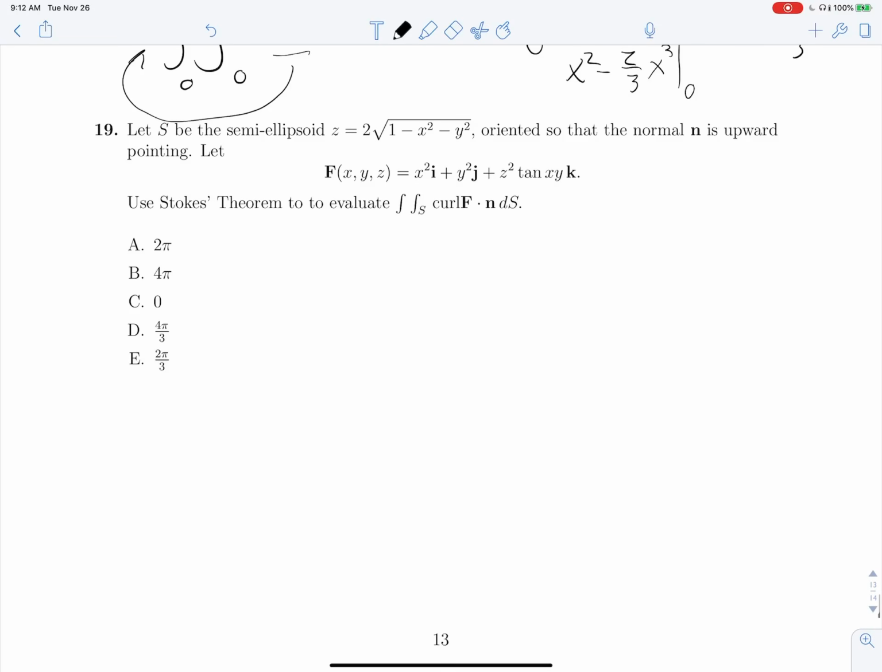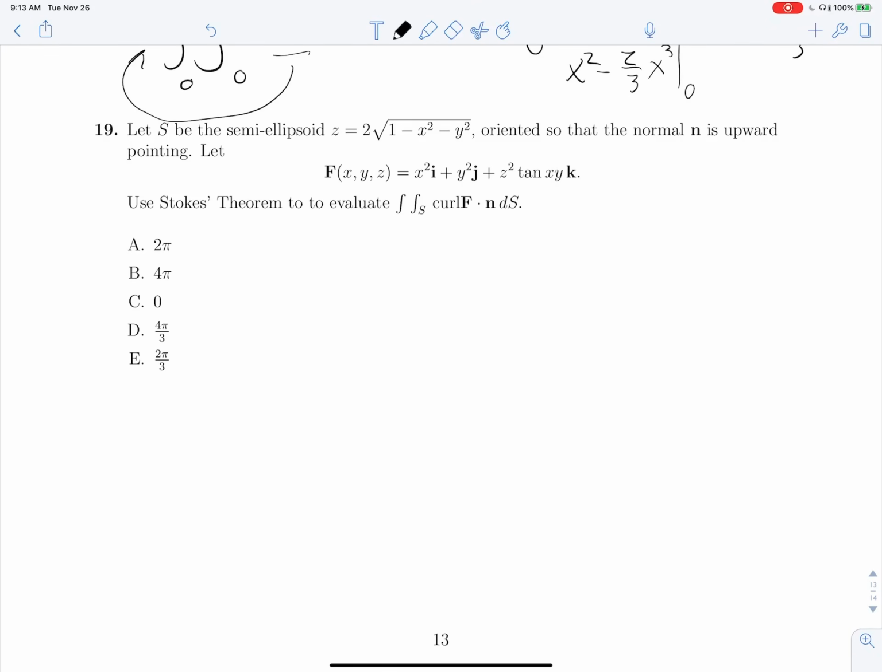Okay, let's let S be the semi-ellipsoid z equals 2 root 1 minus x squared minus y squared, oriented so that the normal n is upward pointing. And we also have this function here. You can, surprisingly, if you're used to Stokes' theorem enough, which I'm definitely not, but I realized this over time, you can do this question without doing any math.